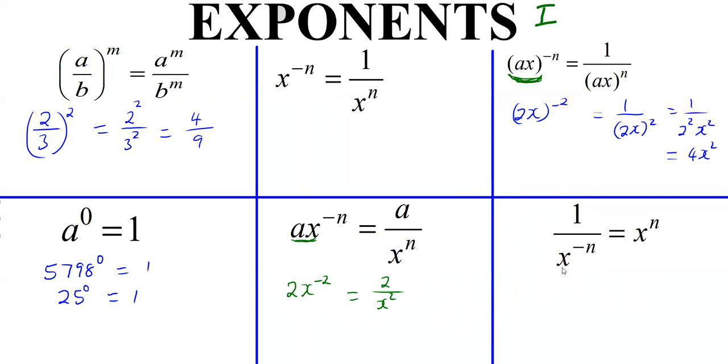What about here? Understand something here. Whenever you're having a negative as an exponent, it's going to change the position. If it's a denominator and it's negative, it's going to become a numerator. For example, if you're having 1 over x to the power -2, this is going to be x to the power 2.